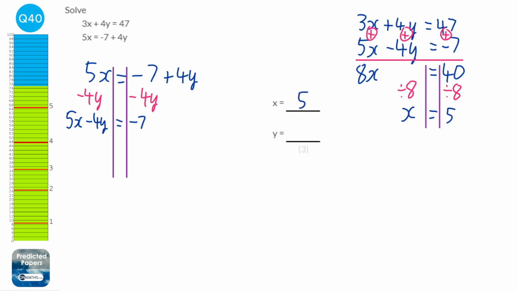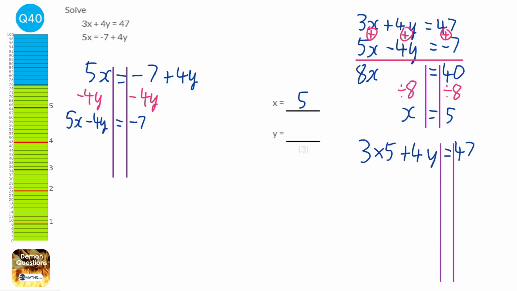And we're going to substitute that value into one of the equations. I'm going to pick this top one. So instead of 3x, we're doing 3 times 5 plus 4y equals 47. Get my solving lines in. So that will be 15 plus 4y equals 47.